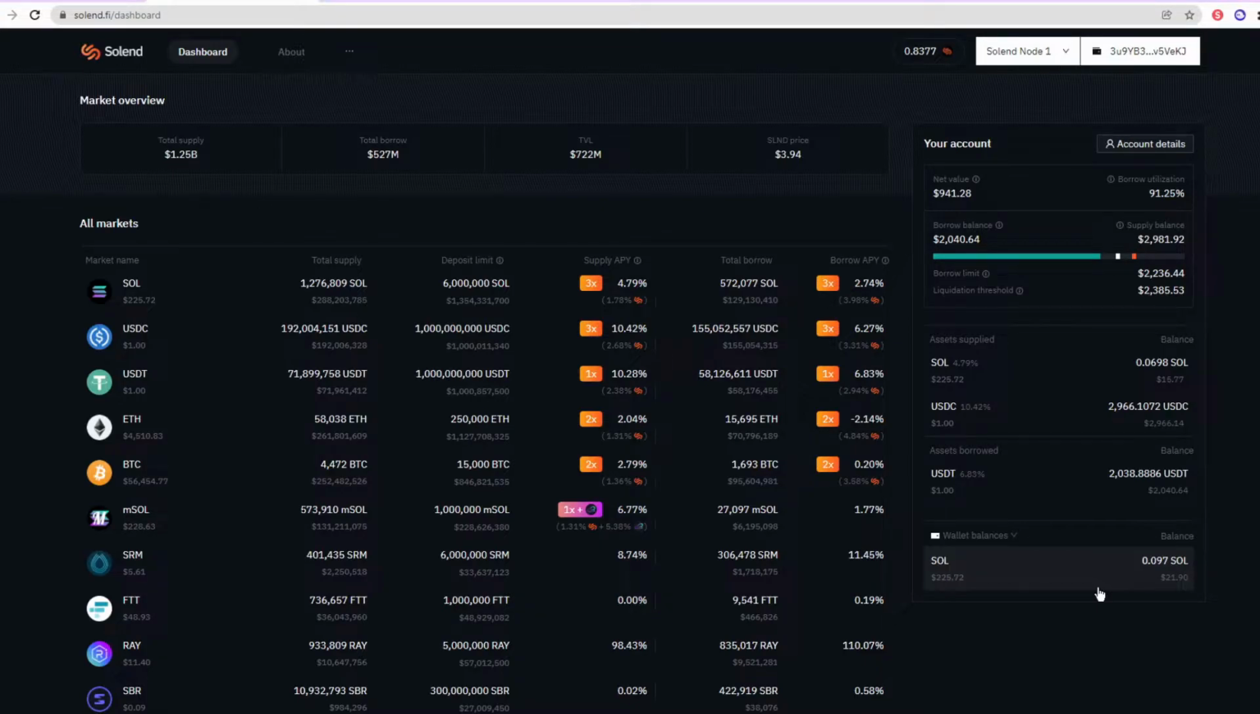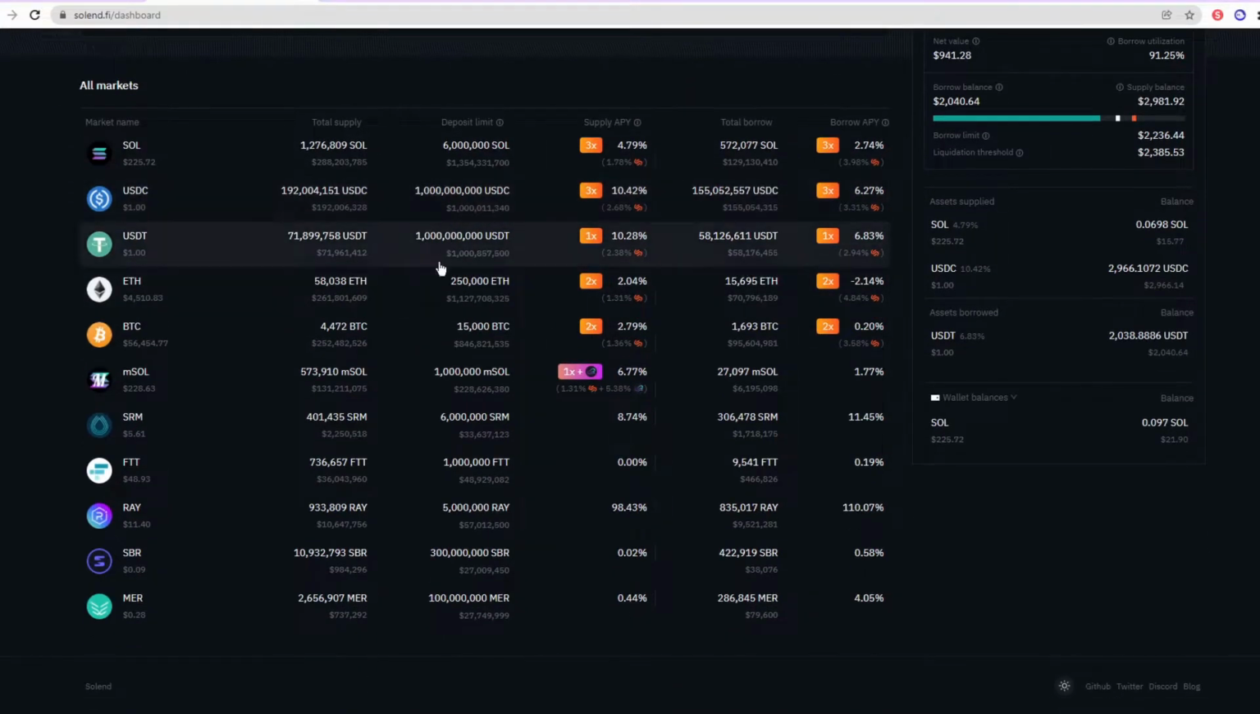Okay. So let's just take a look at the various functions. There are a couple of coins listed here, not a lot, only a few. Okay, because Solend is still pretty new, so they are still in the midst of adding new coins, but I think the vetting process does take a while. So right now, these are the only coins that are available here.